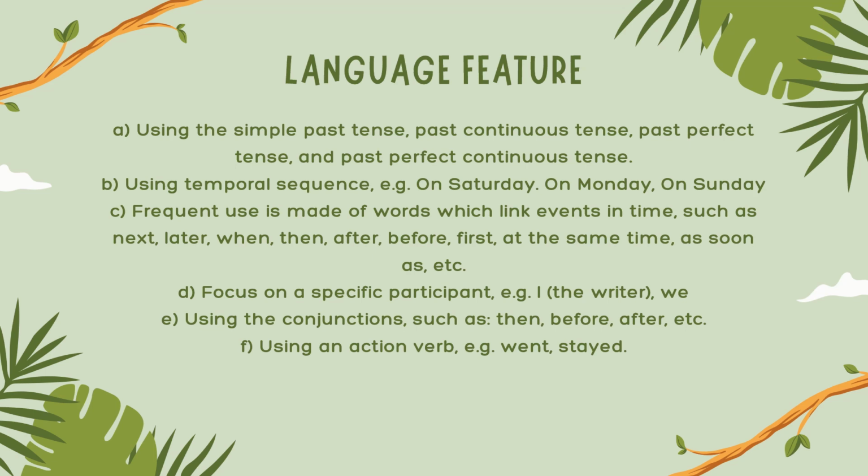Second, using temporal sequence, like on Saturday, on Monday, or on Sunday. And then next, frequent use is made of words which link events in time, such as next, later, when, then, after, before, first, at the same time, as soon as, etc. Next, focus on specific participants. For example, if you find a recount text with the personal pronoun I, it means that the writer joined in the story, or the writer wrote it by himself or herself. Sometimes also using we. Then next, using conjunctions such as then, before, after, etc. And the last one, using action verbs like went, stayed, walked, worked.